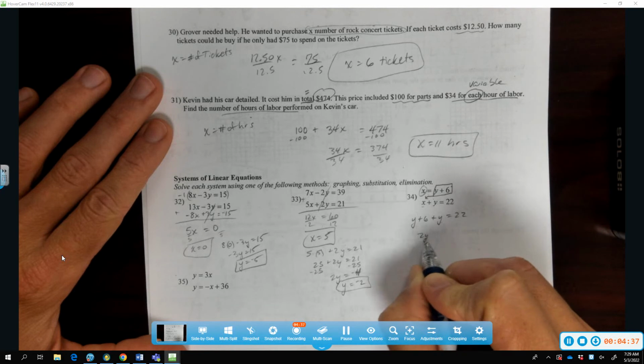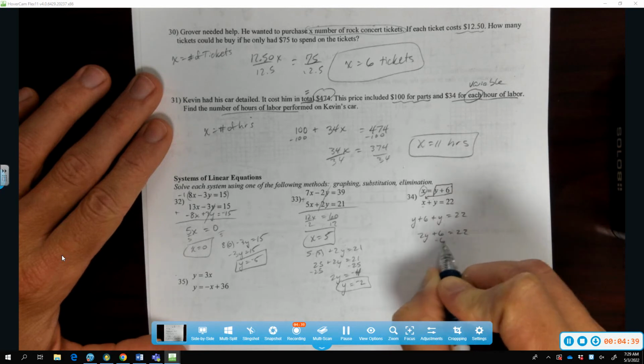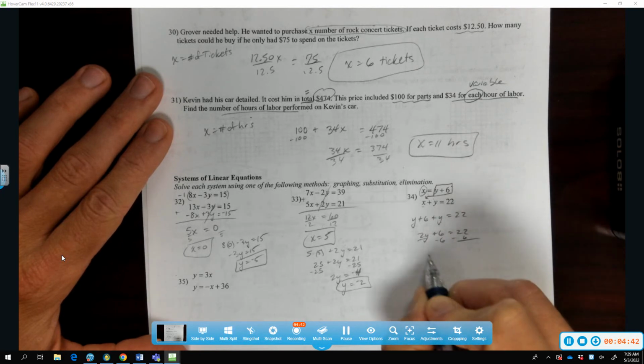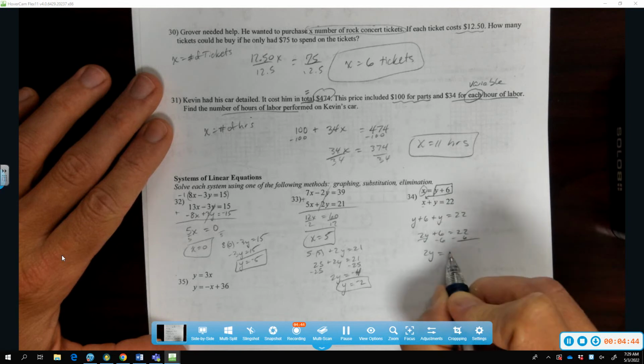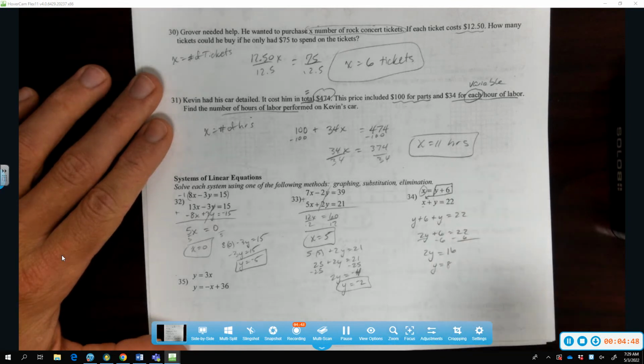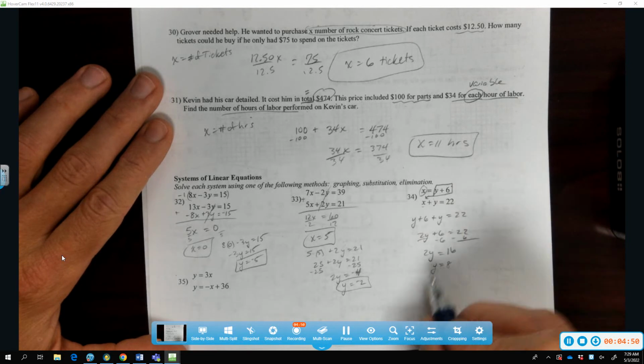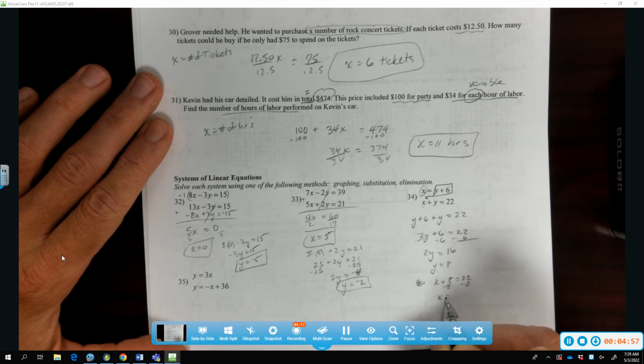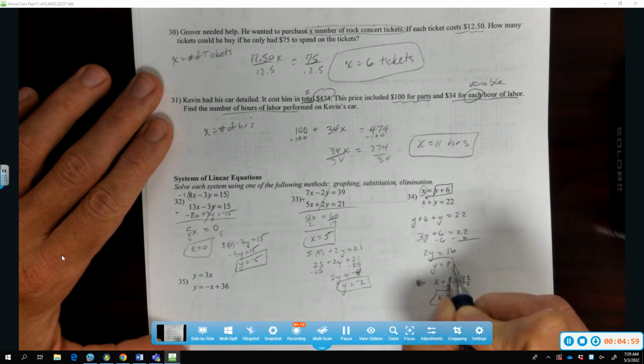2y plus 6 is equal to 22, so subtract 6. So we get 2y is equal to 16. So then y is equal to 8. Now once again, we know that y is equal to 8. Plug it in. So we've got x plus 8 is equal to 22. Subtract 8. We get x is equal to 14.